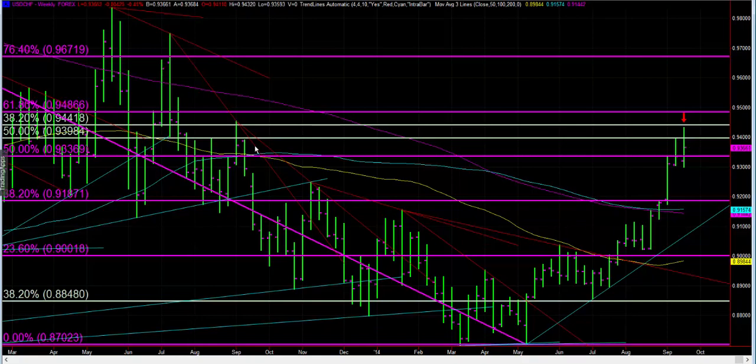On the upside, we are looking at some potential resistance around the 94.85 area. And then another upside target would be right around this 96.71 area.